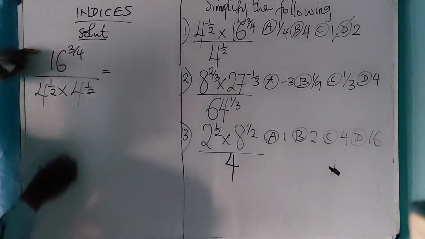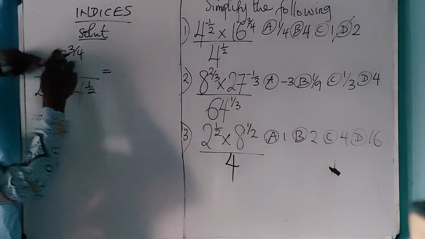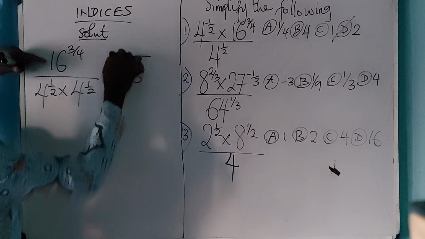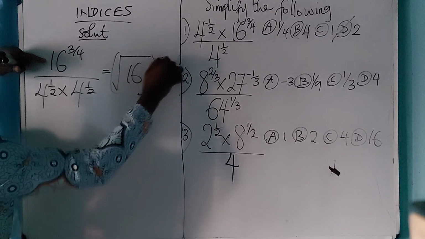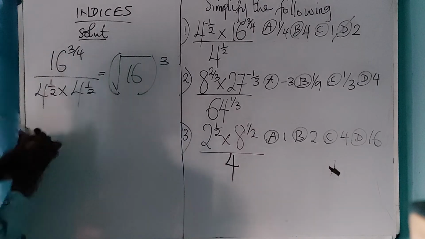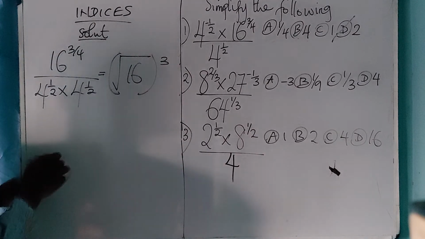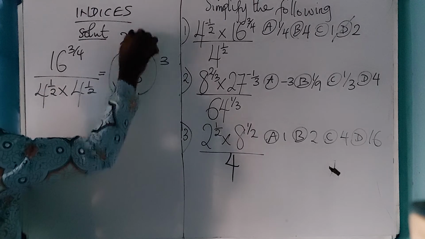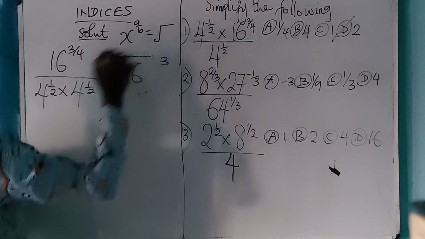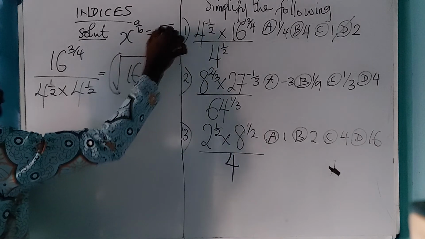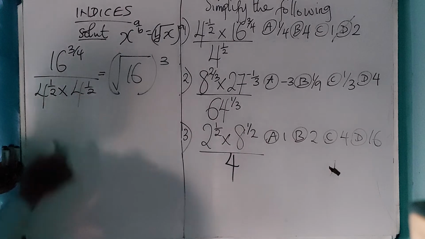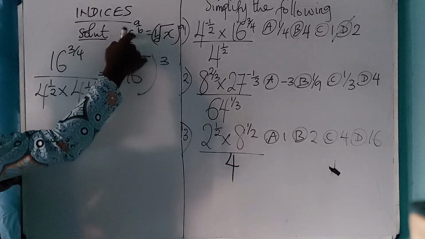Now the next thing is to look for the root of 16, which is this big root of 16, all raised to the power of what? 3. Alright, all raised to the power of 3. You know, I gave us a rule. I said that if I have x raised to the power of a over b, it is simply the bth root of x, all raised to the power of what? a. Alright, this very one is from this rule.